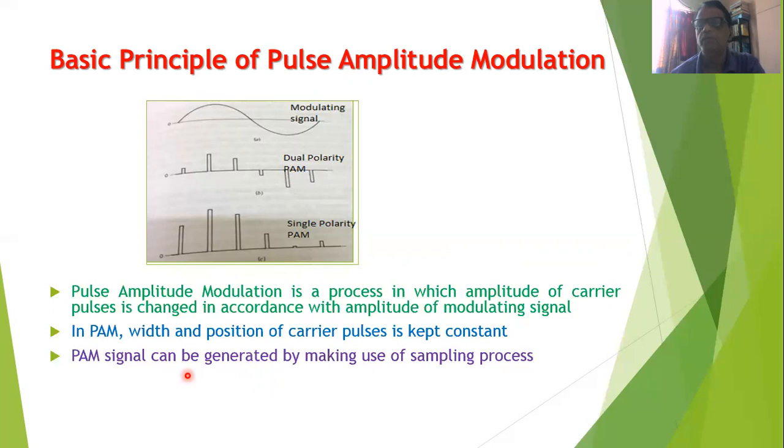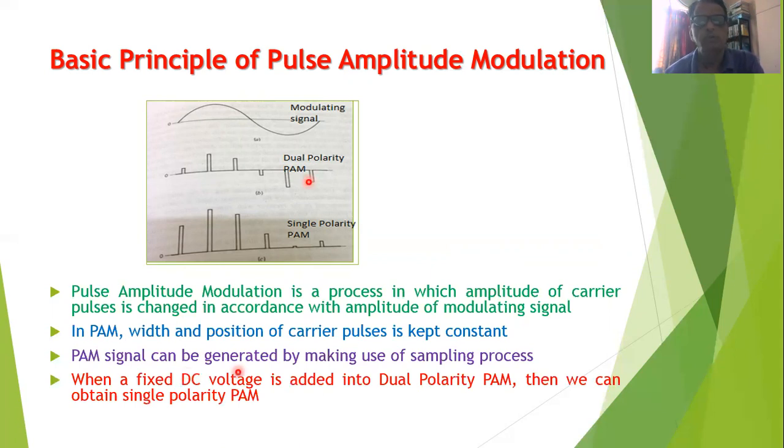So the pulse amplitude modulation technique works on the principle of sampling. That is, whenever the modulating signal and the square pulses are connected to a multiplier circuit, then we can generate the PAM signal. So the PAM signal can be easily generated by making use of the sampling process.